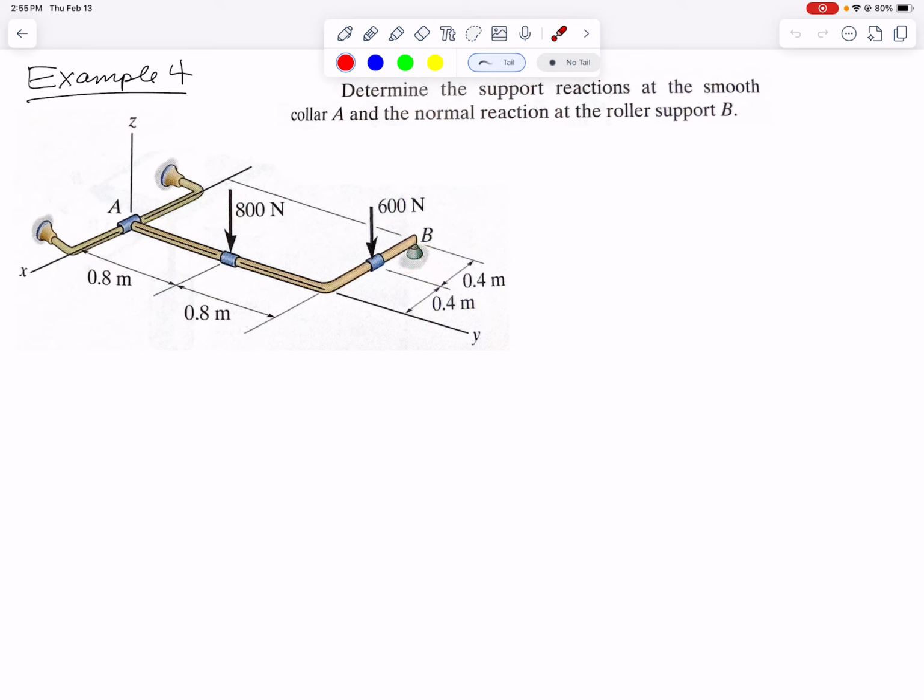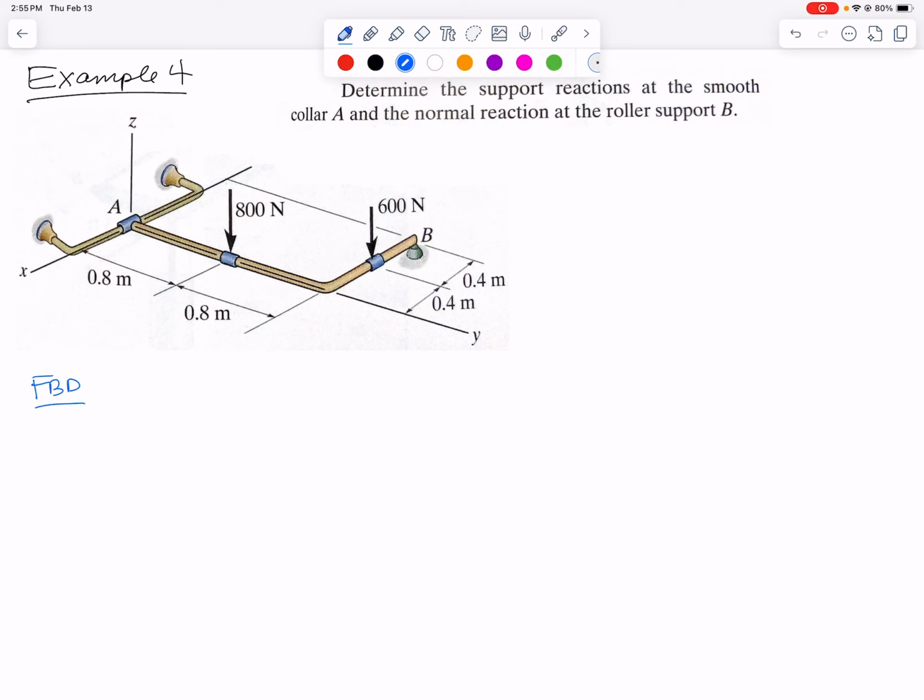And the other place that this bent-shaped bar is supported is it's got a collar on this bar over here that's fixed to the wall in some way. We're not interested in analyzing where it's fixed to the wall. We're interested in just analyzing it from the collar on out, because the problem asks us to find the support reactions at collar A as well as at the roller support B. So I want to start with a free body diagram.